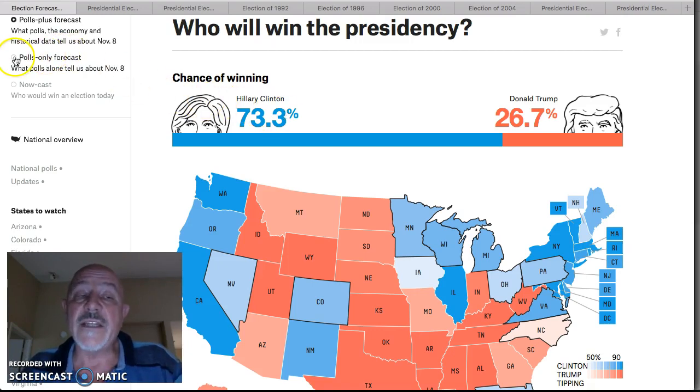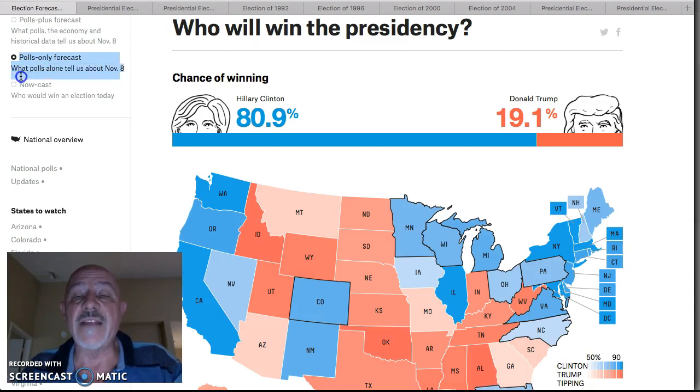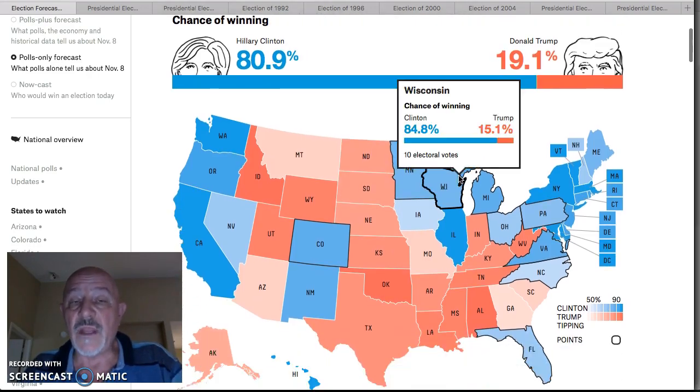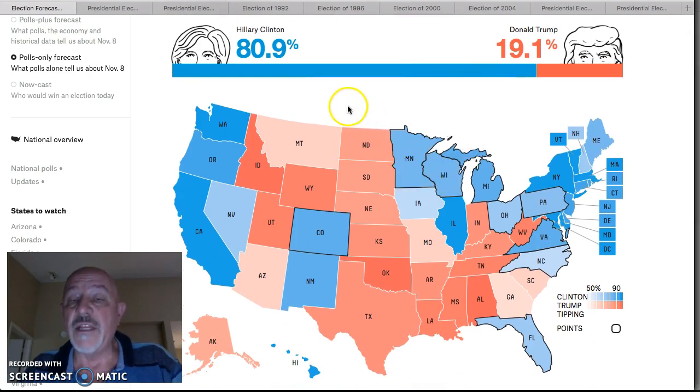But we could take history and demographics out and just look at what the polls are saying as of right now. What the polls right now tell us about the election on November the 8th. This way of viewing the election looks much better for Clinton. Instead of being about a 75% chance, it's about an 80.9% chance that she will win.